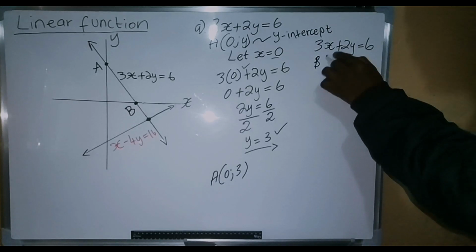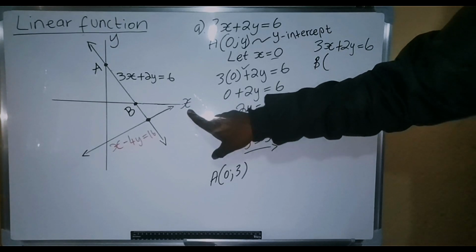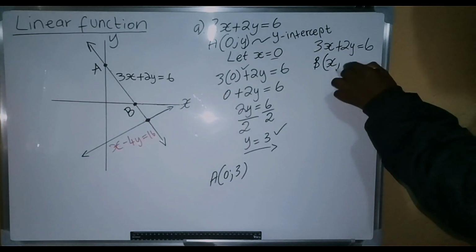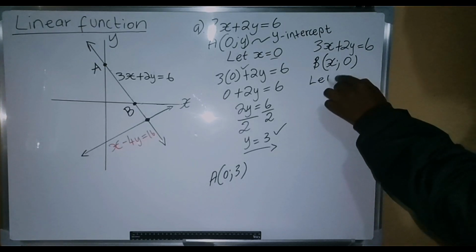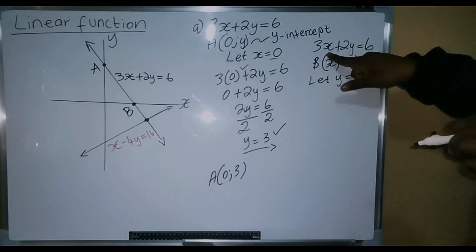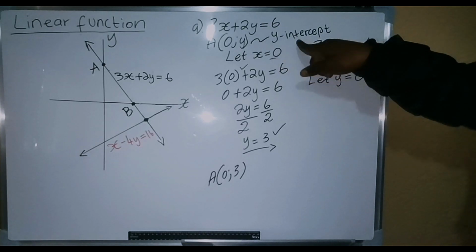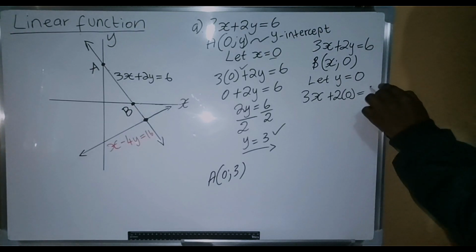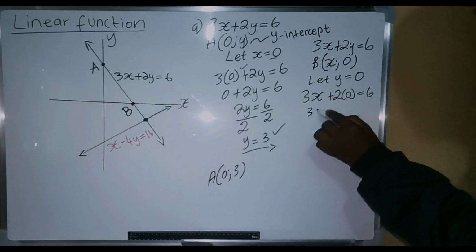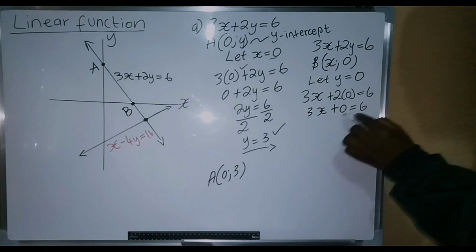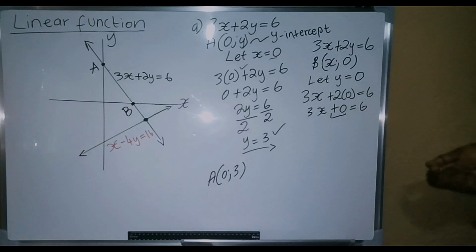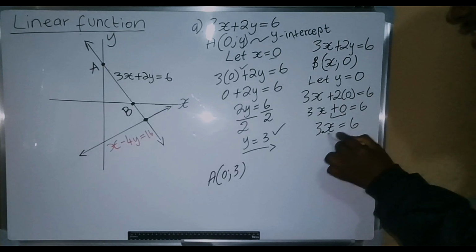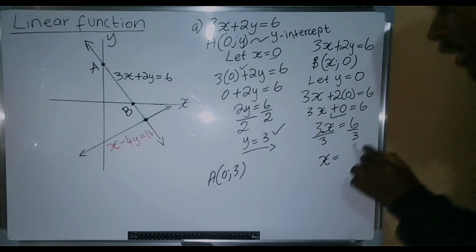What are the coordinates of point B? If we want the x-intercept, we let y be 0. For the x-intercept, you let y be 0; for the y-intercept, you let x be 0. Very simple. So 3x plus 2 multiplied by 0 equals 6. 2 times 0 is 0, so 3x equals 6. I divide both sides by 3, and x is 6 divided by 3, which is 2.